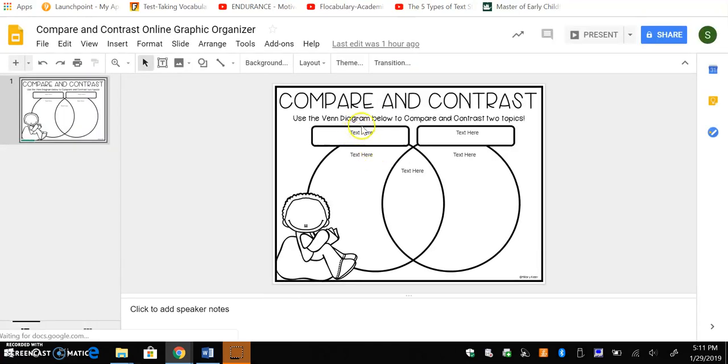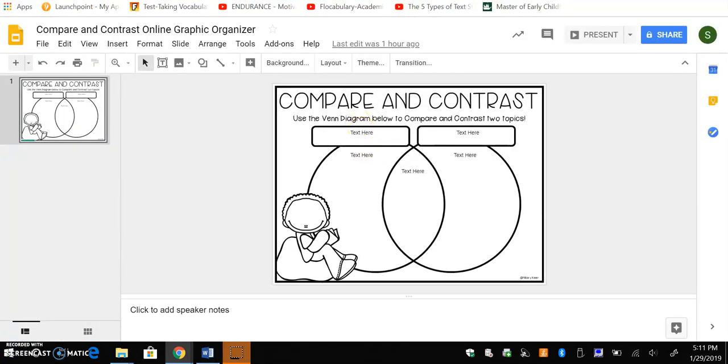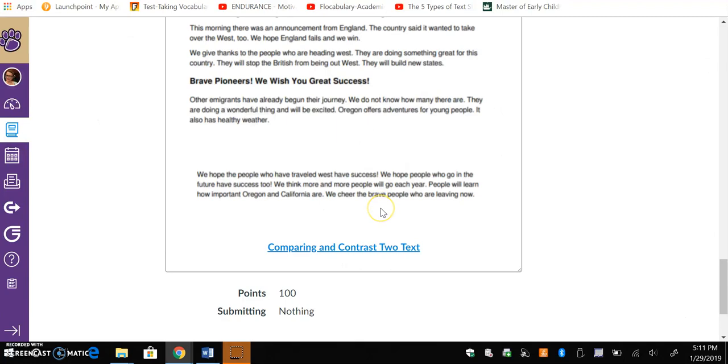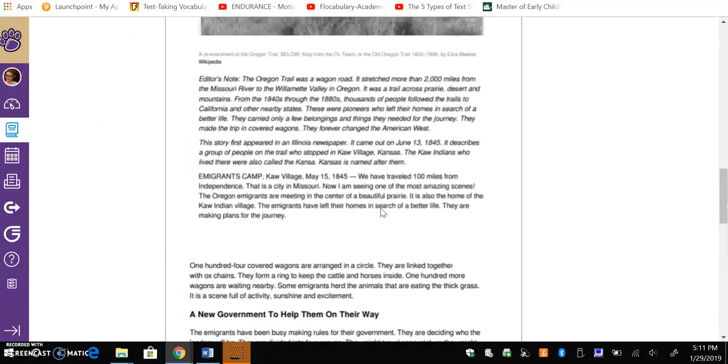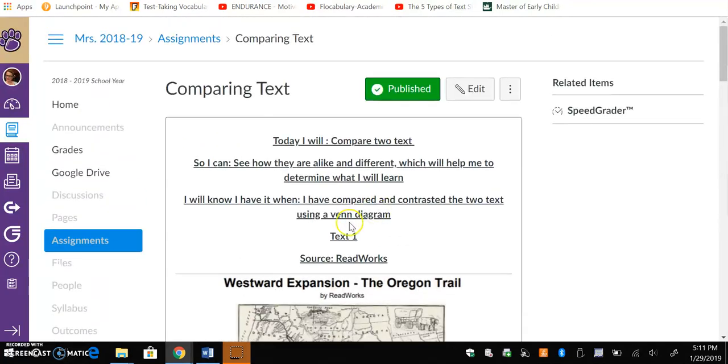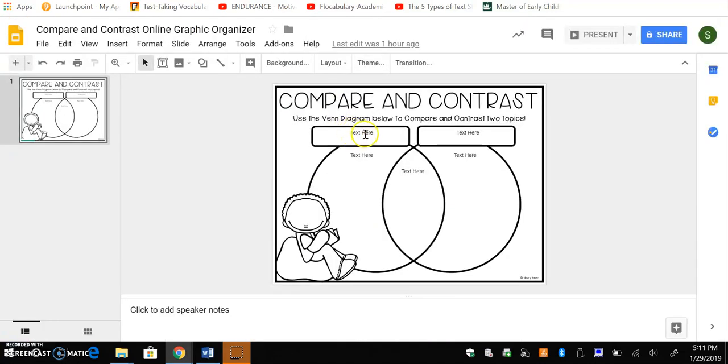All right, so here you're going to want to put the name of text 1. I'm not going to type in this because if I do, it'll make whatever you guys see on your computer screen the same, and that was super confusing last time, so I'm not going to type, but you will. So the first one is Westward Expansion, the Oregon Trail, so I would type that right here.